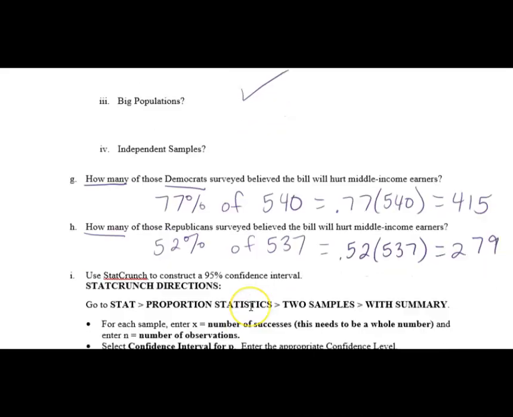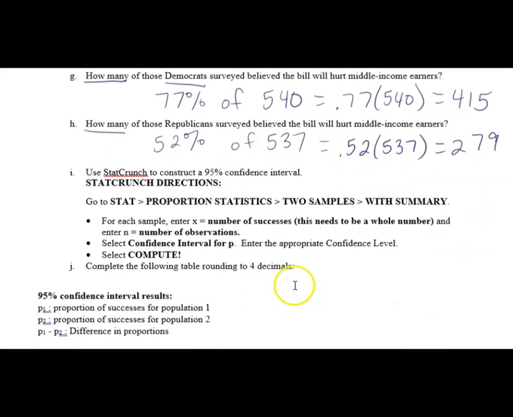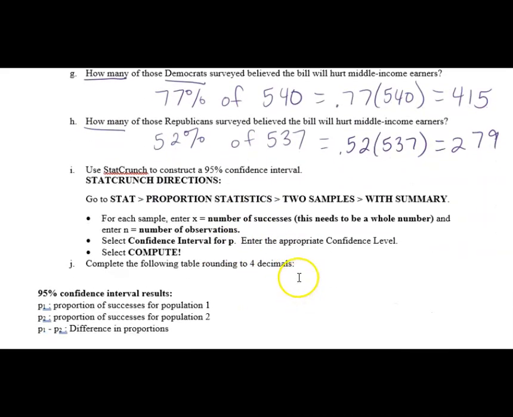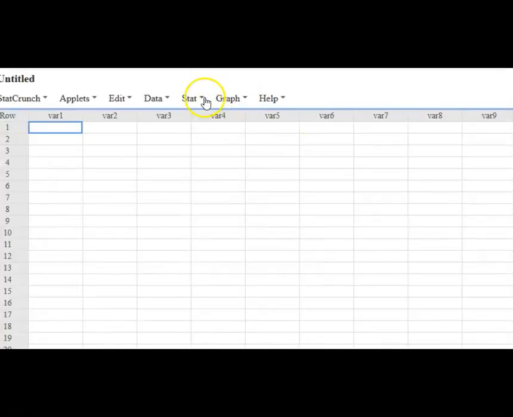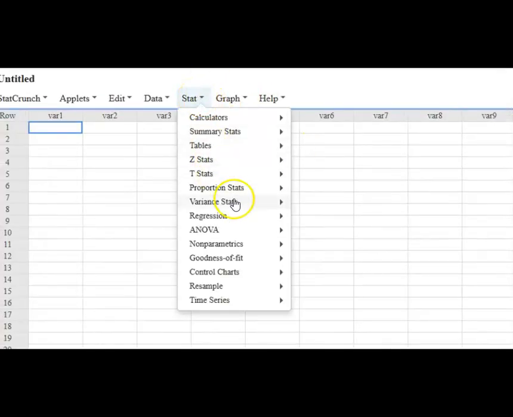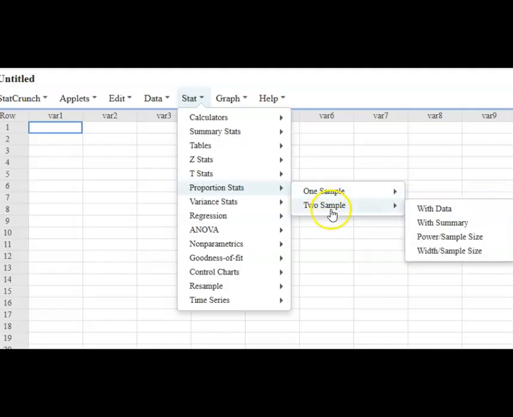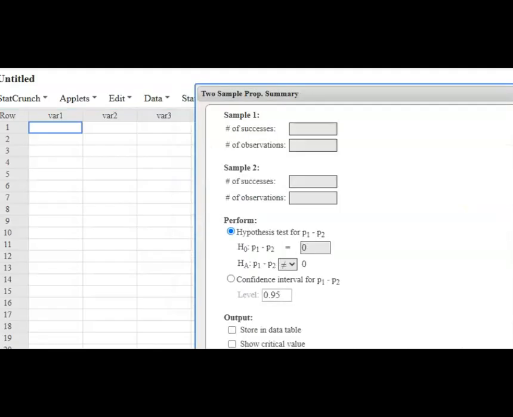All right, so then in StatCrunch, the process is the same as it was for a one proportion confidence interval. We're going to go Stat, Proportion Stats. We're going to select two sample with summary this time. So let me pause the video. Okay, so I've got my StatCrunch window open here. So I'm going to go Stat, Proportion Stats, this time two sample with summary.